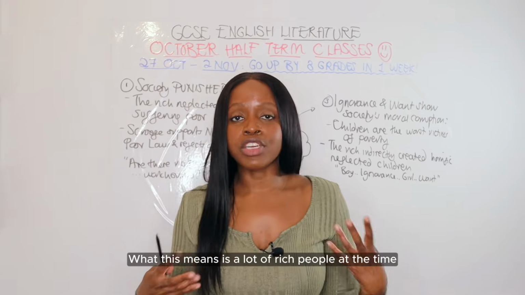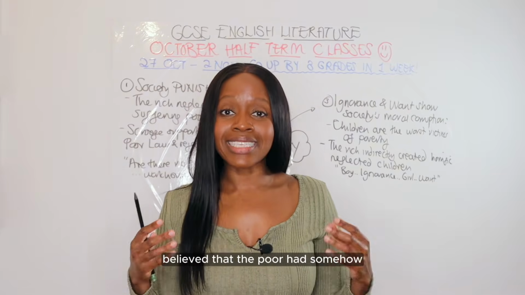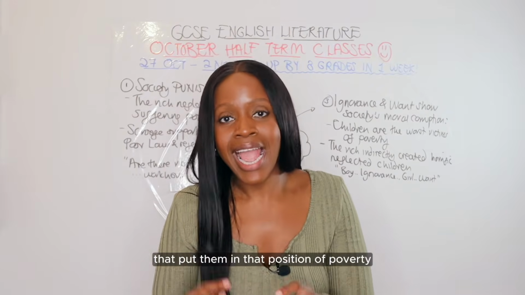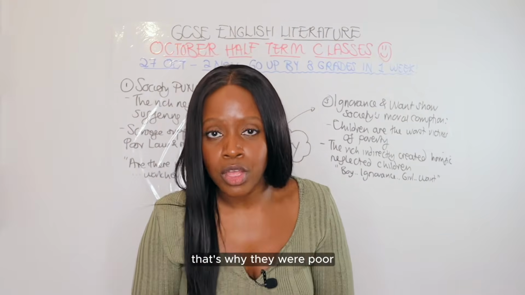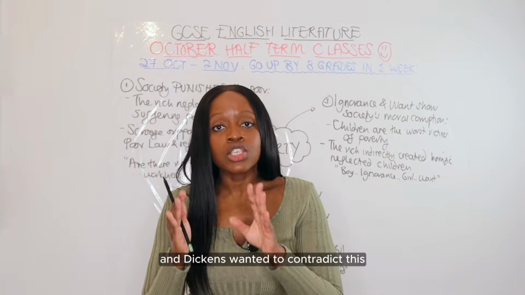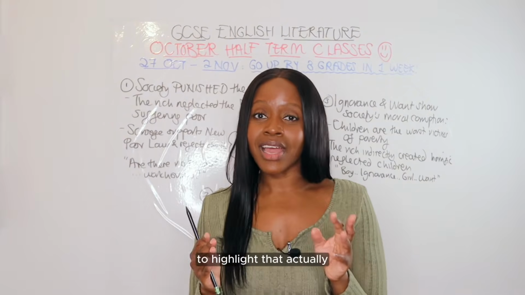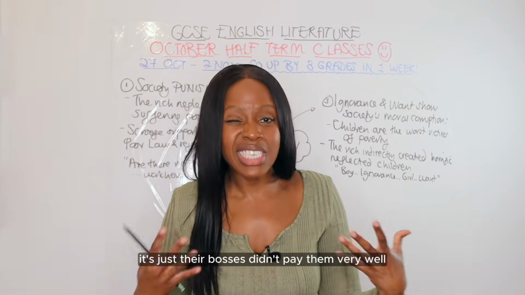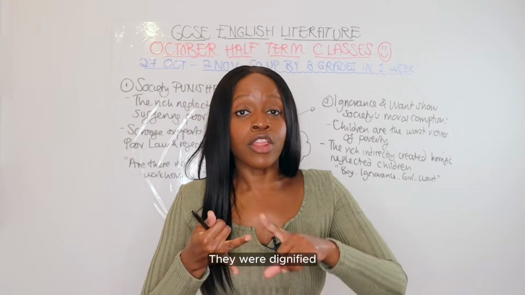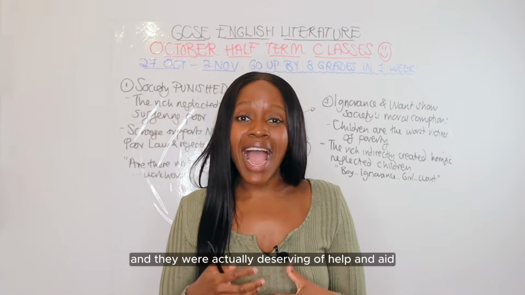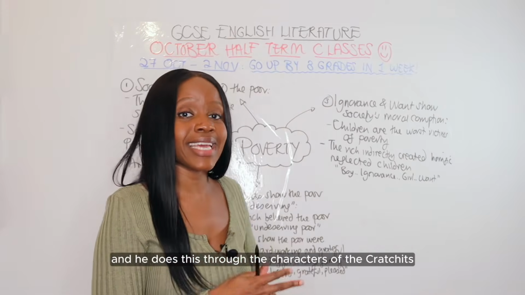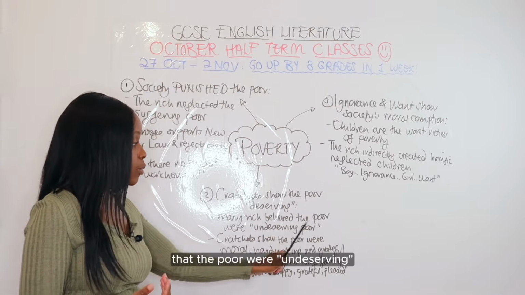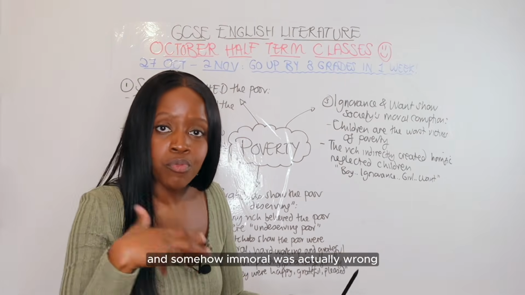What this means is a lot of rich people at the time believed that the poor had somehow done something immoral that put them in that position of poverty, and they were somehow morally corrupt. That's why they were poor. And Dickens wanted to contradict this, to highlight that actually a lot of poor people at the time were honest, hardworking people. It's just the bosses didn't pay them very well. They were honest people, they were dignified, they were morally upright, and they were actually deserving of help and aid. And he does this through the characters of the Cratchits because he wants to highlight that this belief that the poor were undeserving and somehow immoral was actually wrong.